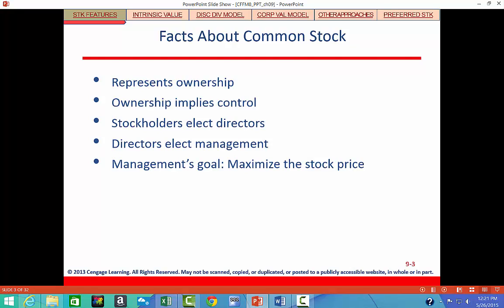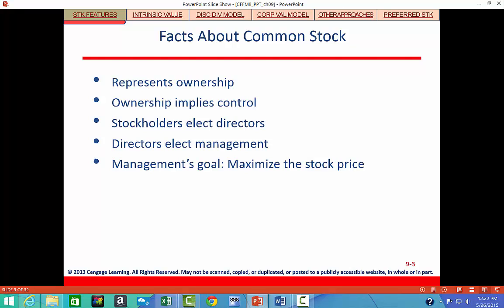So, common stockholders, like if you bought a common share of AT&T stock, you would be considered a common stockholder. These common stockholders are the owners of a corporation, and because of that, they have certain rights and privileges that are mentioned in the bullet points. Well, first, ownership implies control.